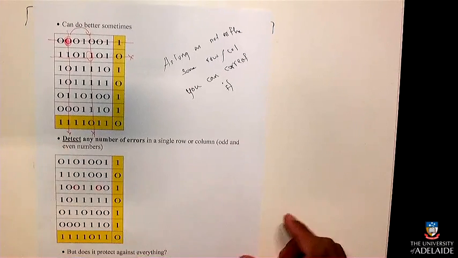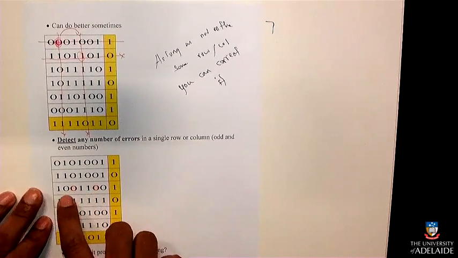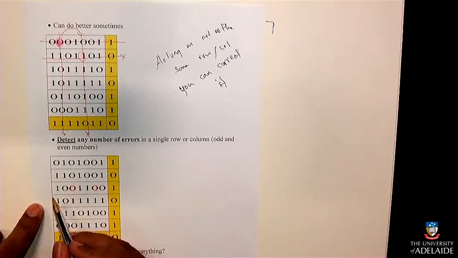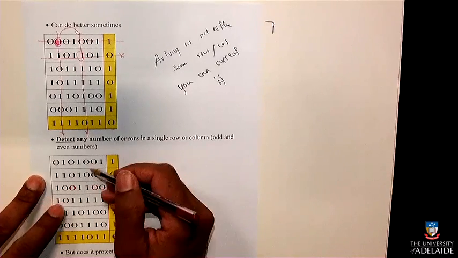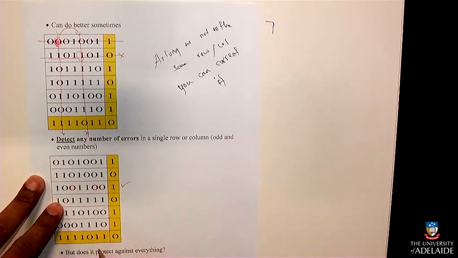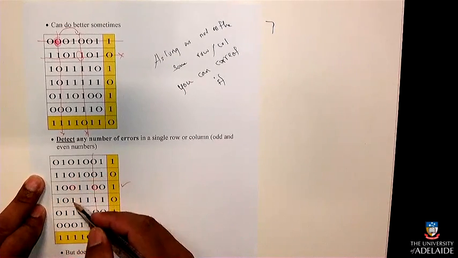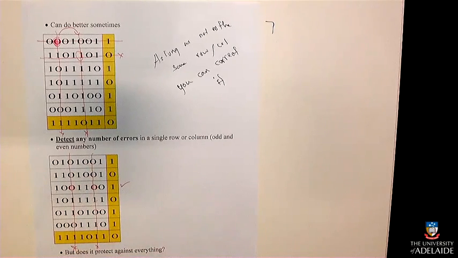So detection. Detect any number of errors in a single row or column, odd and even numbers. Here's an example where we have 2 errors in the same column. Obviously this column should be okay. You have 1, 2, 3, 4, it passes an even parity check. But if you go along here, you've got 1, 2, 3. So you know there's something wrong in this column. You're able to detect errors, but you can't correct them. Yeah? You're able to detect.